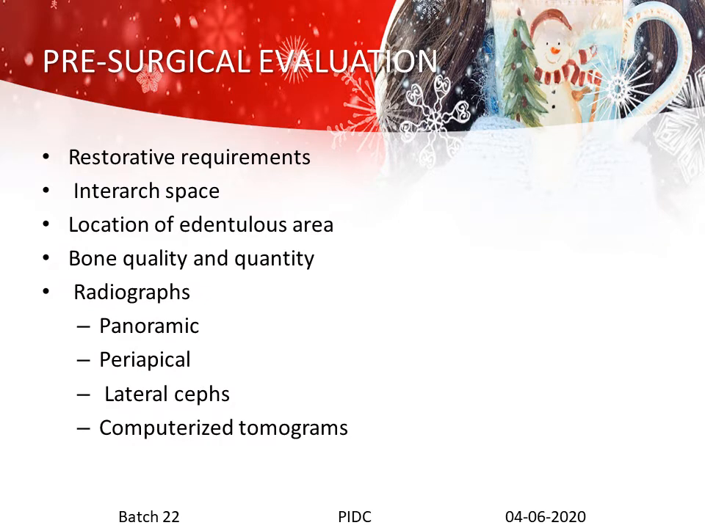Now coming on to the pre-surgical evaluation. Before placing the implant, see to it that there is proper inter-arch space, the restorative requirements are met, the location of the edentulous area is good, and how the bone quality and quantity is, whether it is good or bad, little or more. Check all this with the help of radiographs. Take panoramic radiographs, periapical radiographs, lateral cephalograms, and of late, the recent one, CBCT, or cone beam computerized tomography, is coming into play. We'll be seeing one picture of this in the later slides.